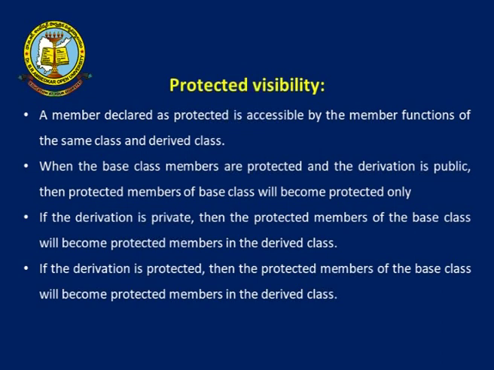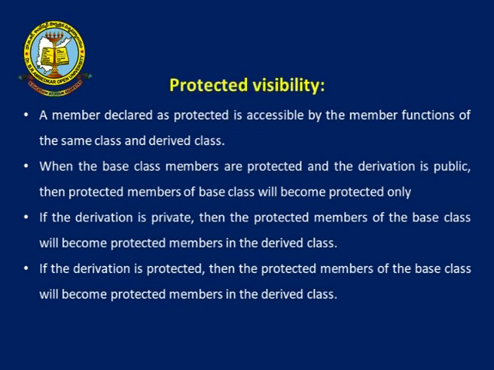See, when we have any public members and any protected members in the base class and the derivation is done in the public derivation, the protected members will become the protected members in the derived class. There will be no change. And if the derivation is private, then the protected members of the base class will become the private members in the derived class. That means the private has the highest priority, highest domination.